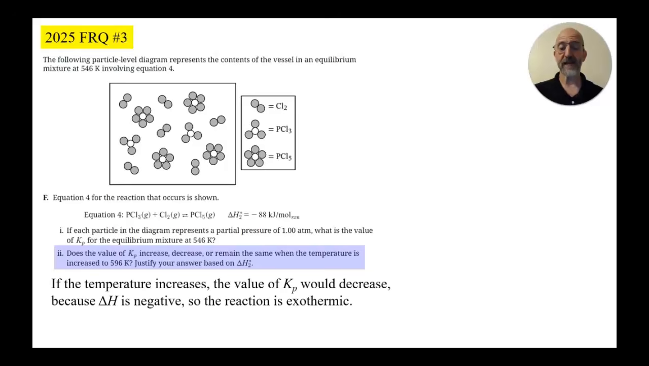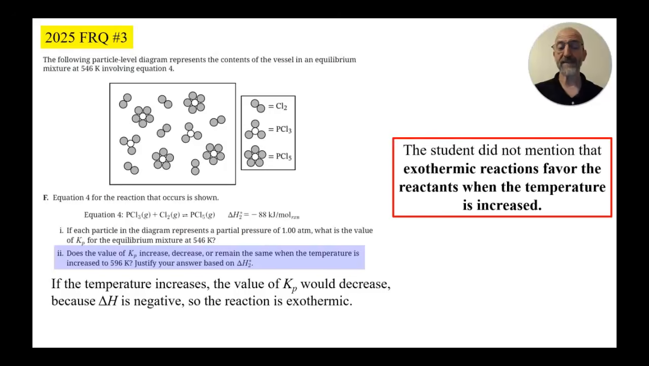Here's what the student said. And again, this is going to be incorrect, but here's what they said. If the temperature increases, the value of Kp would decrease. And their justification is because delta H is negative, so the reaction is exothermic. Now, it is true that delta H is negative. It is true that the reaction is exothermic, and I'm fairly certain that as temperature goes up, the value of Kp will decrease. But unfortunately, the student didn't really explain the details.